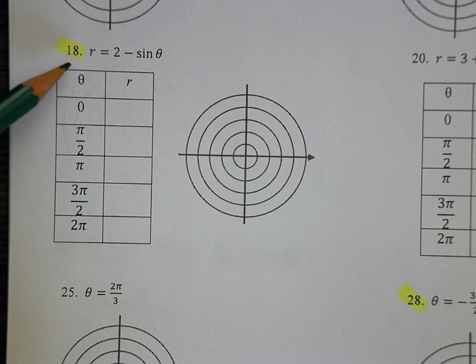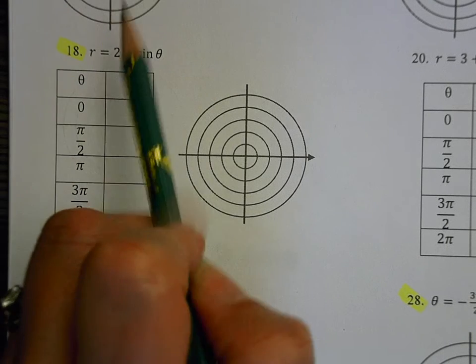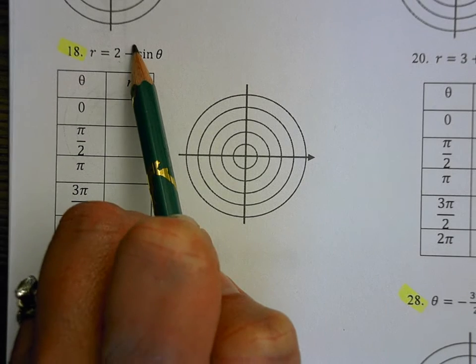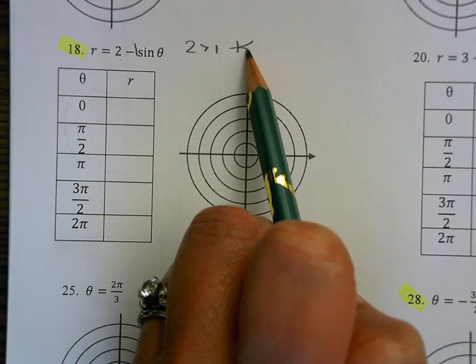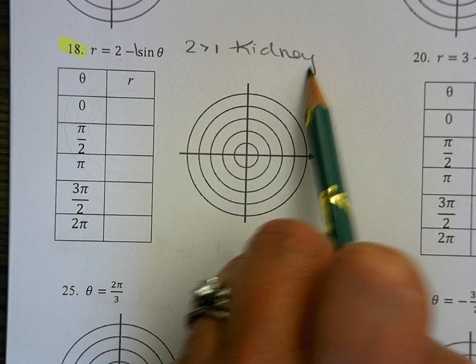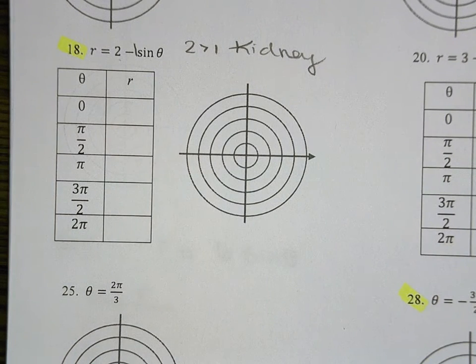So for this particular equation, I know I'm going to be working with some sort of limaçon, and I know that the 2 here and the 1 here, so 2 is greater than 1, so because it's greater, I'm actually going to be graphing a kidney graph, okay?